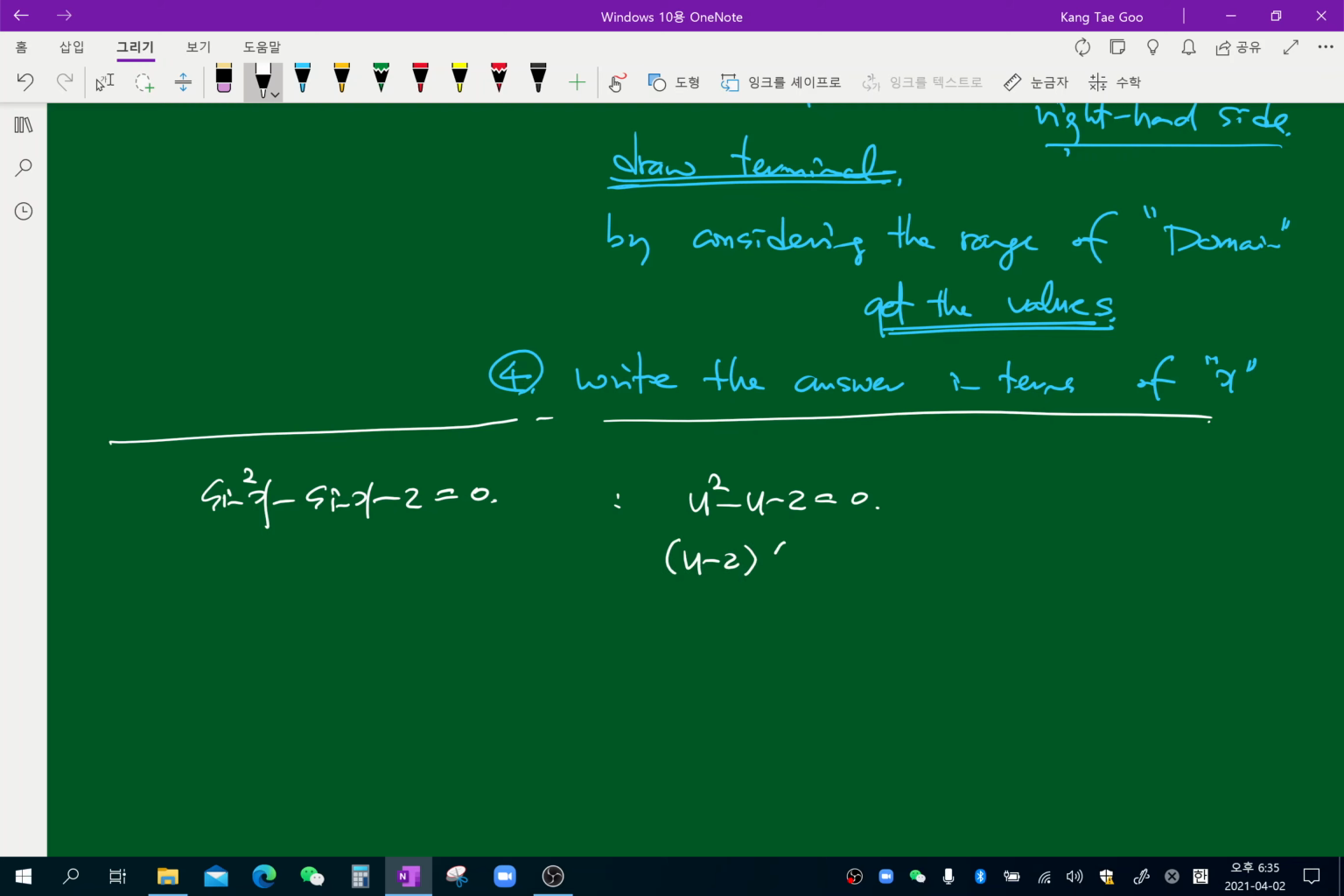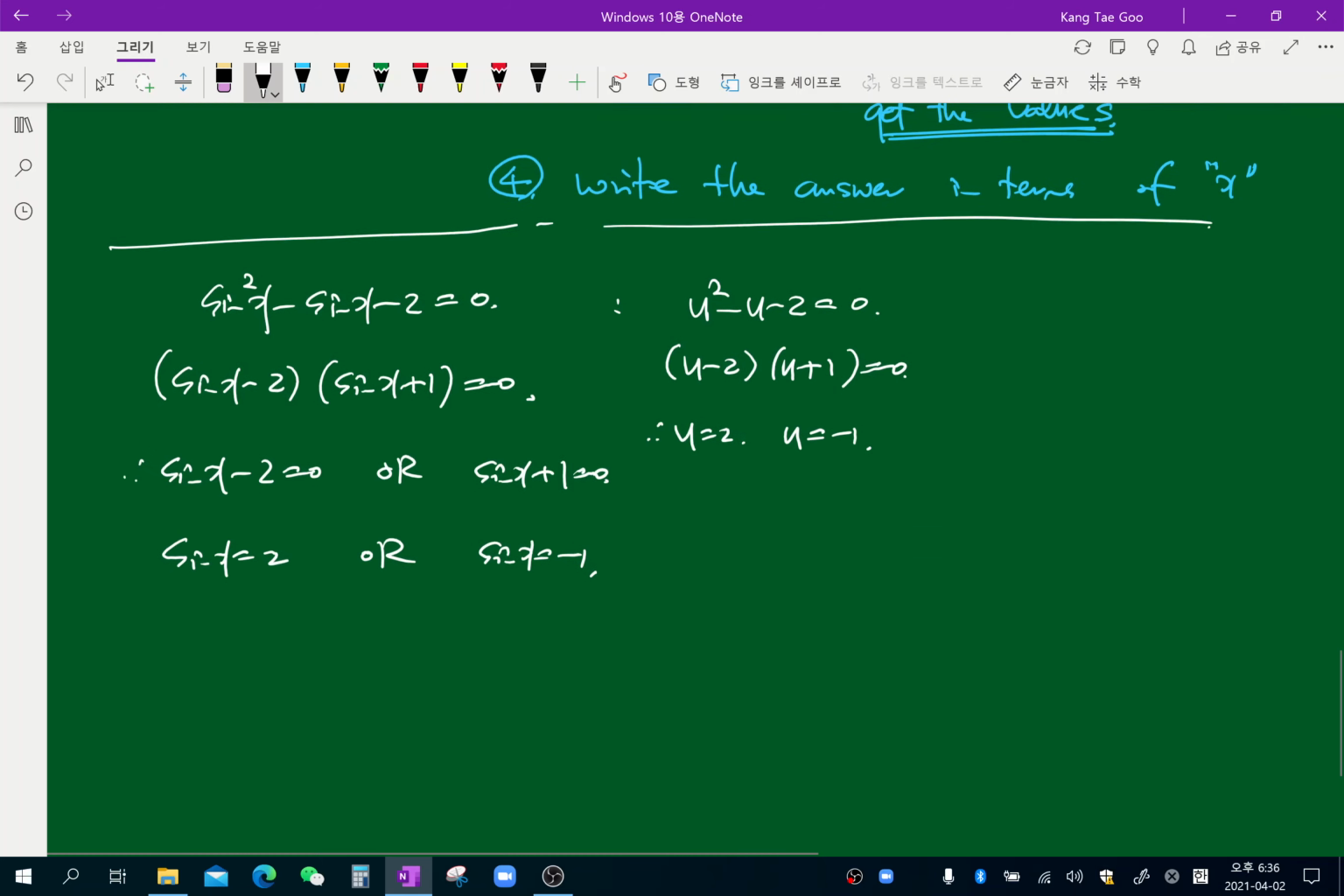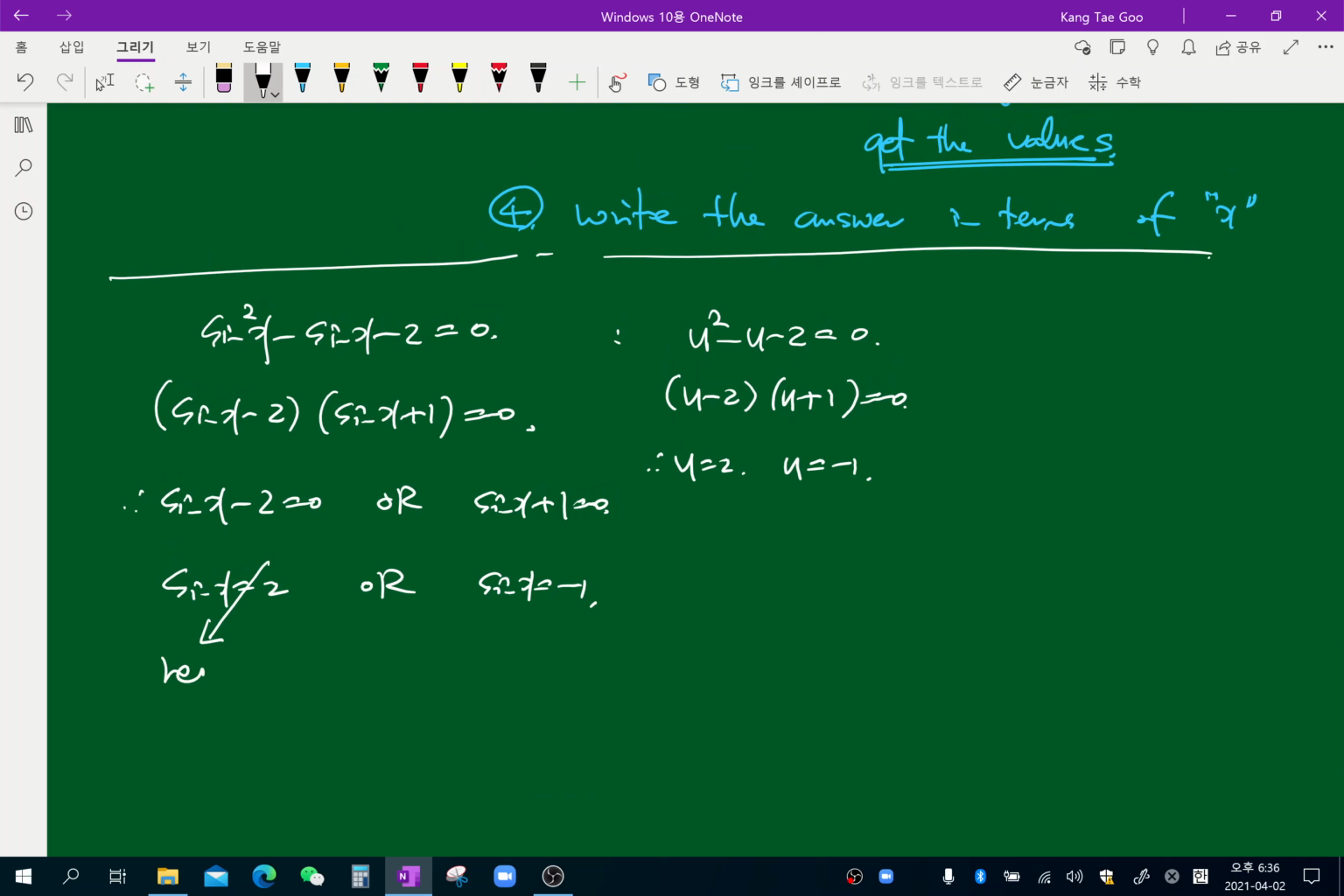Then we can factor this so that u is 2 and u is minus 1, something like this, right? We can apply the same thing here. Then this one goes to be sine x minus 2, sine x plus 1 goes to be 0. Then sine x minus 2 is 0 or sine x plus 1 is 0, which means sine x is 2 or sine x is minus 1, right? Then we can reject this. Why? How come we can reject this?